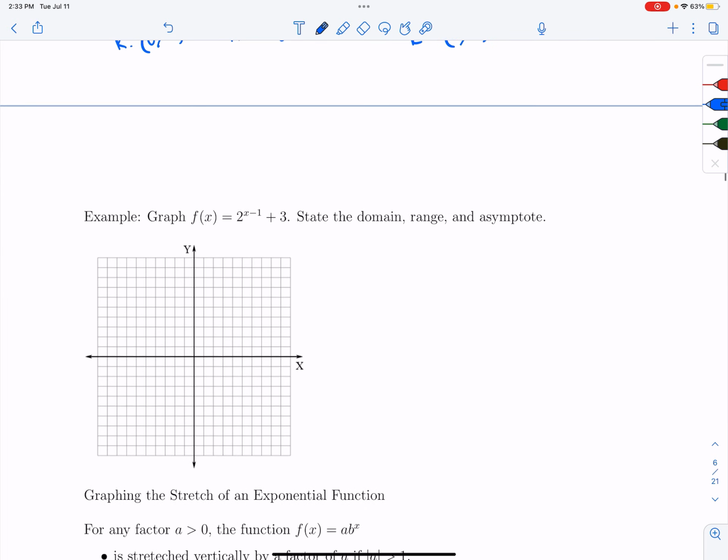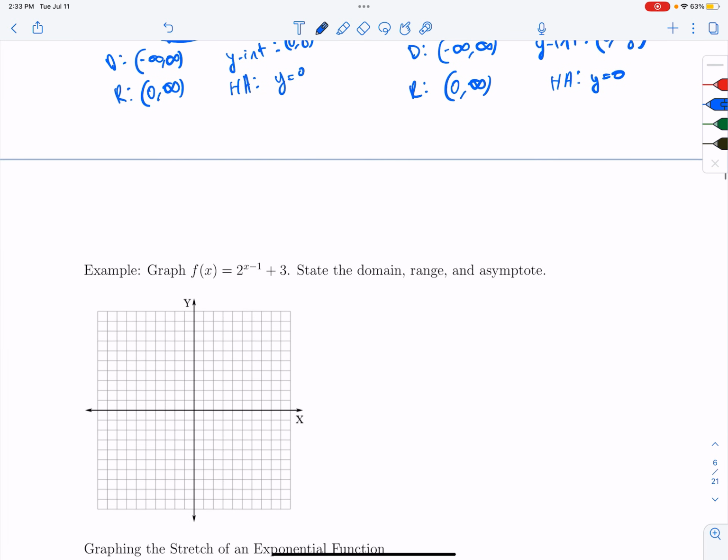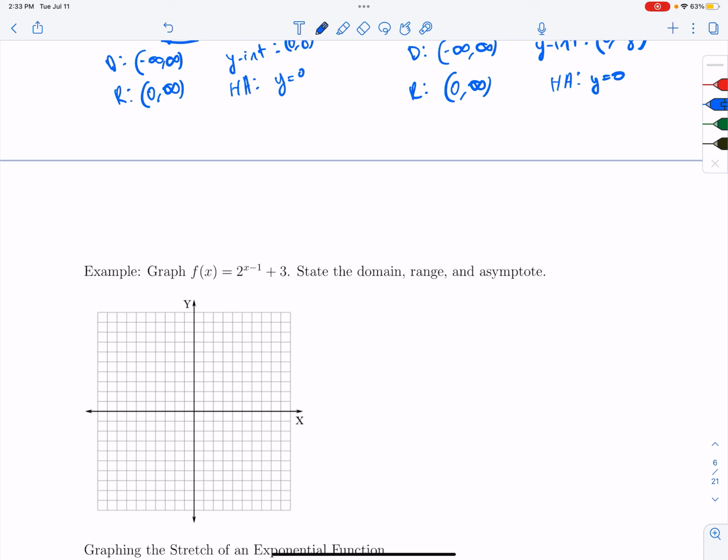All right, and now let's graph this function that has both a horizontal shift and a vertical shift, and then we'll find these key features. Now, my suggestion would be to just make a table of values. And we don't need very many values, as long as we just remember what the parent function looks like. So the parent function here is f of x is equal to 2 to the x.